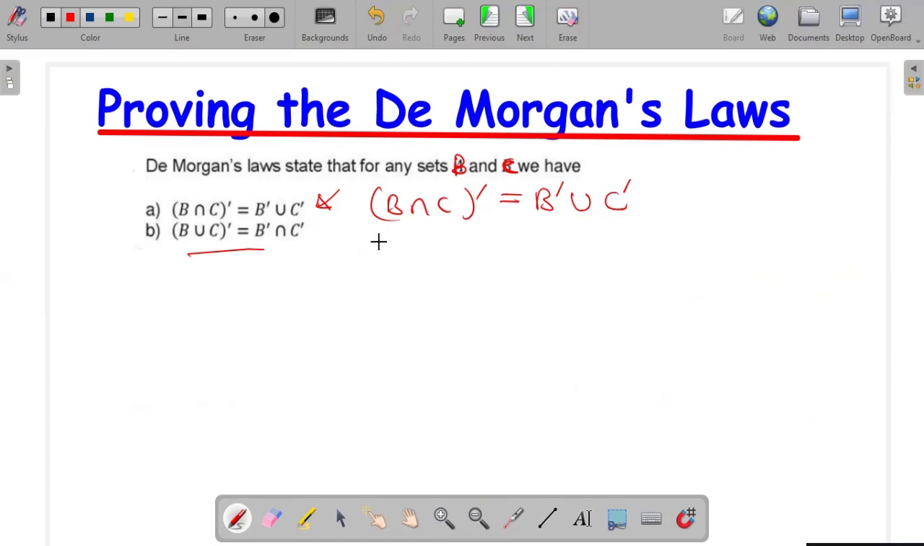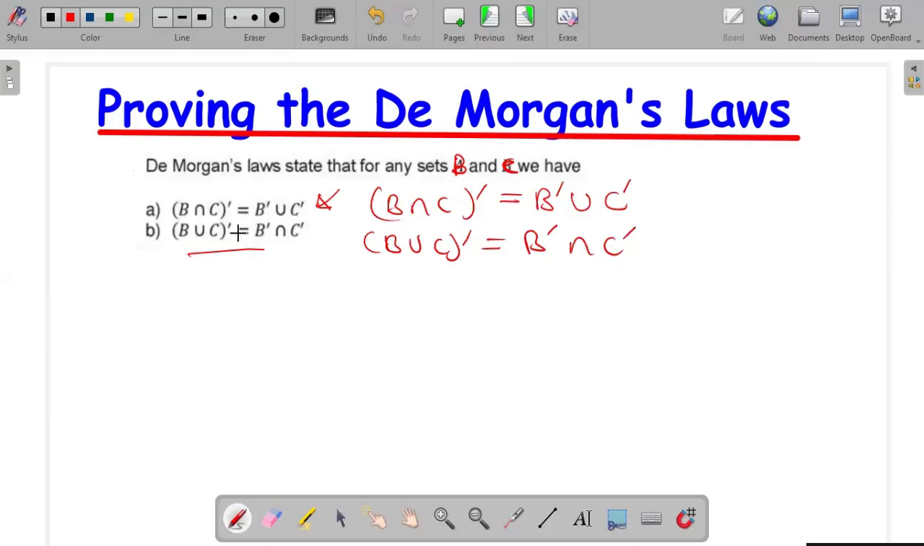So that's what it's saying. And also if I have B union C complement, then the sign there flips to B complement intersect C complement. So that's what I'm going to have. I'll only prove the second part, then you can try the other part.